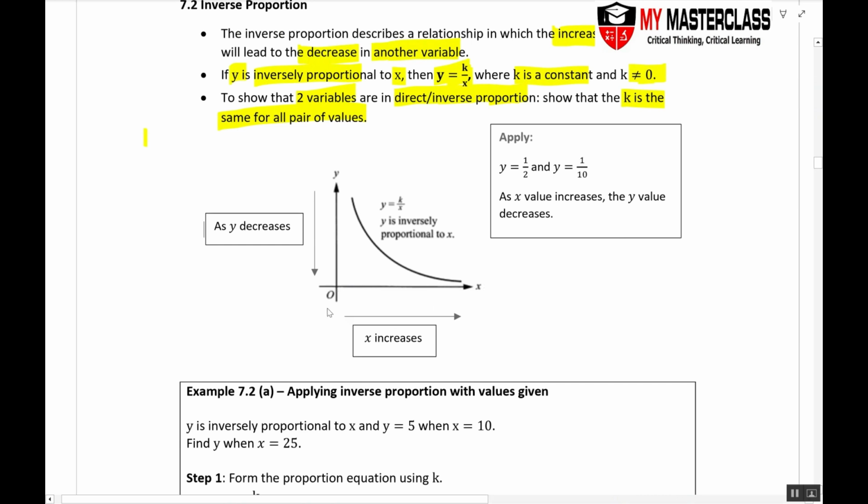Over here is the representation in a graph of how inverse proportion looks like. So the y equals k over x graph. In this case, as y decreases, since it's inversely proportional, the other should increase. So y equals half and y equals 1 over 10 over here. If you were to sub it into the value, you will have differing values of x.